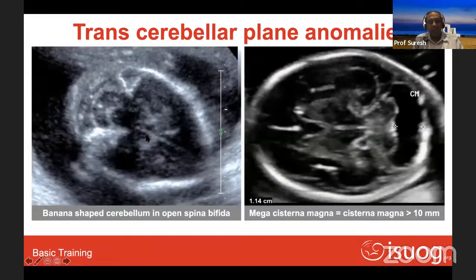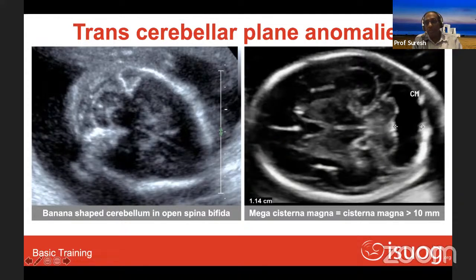Now, what about the transcerebellar plane? The most common abnormality you'll see in the transcerebellar plane is the altered shape of the cerebellum. We said the cerebellum must be dumbbell shaped. And here you can see the cerebellum is banana shaped. A banana-shaped cerebellum and an obliterated cisterna magna gives you the diagnosis of an open spina bifida.